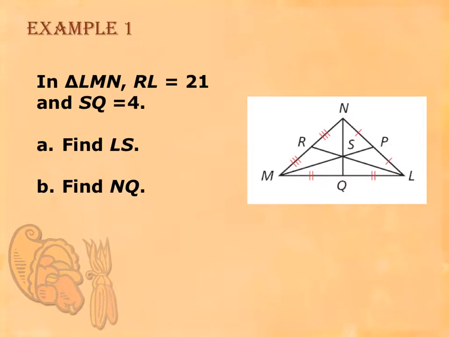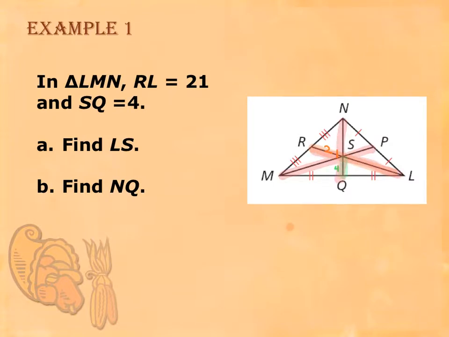In example 1, it says, in triangle LMN, RL is 21. So this segment here is 21. And SQ, this segment here, is 4. It wants you to find LS and NQ. So the first thing that you want to look at is, because all of these triangles and different special segments are going to be put together, you want to identify that you're looking at a triangle in which all of these segments are going from vertex to midpoint, vertex to midpoint, vertex to midpoint.